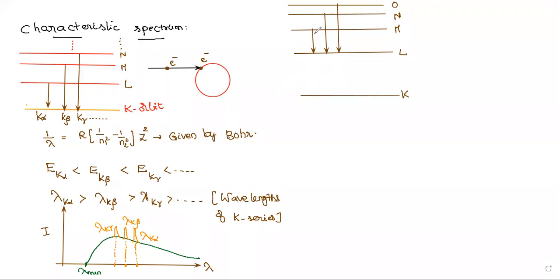As usual, I say M to L, meaning 3 to 2, I call it in the same way L alpha. In the same way, this is L beta and this is L gamma, and so on I will get. I am not writing all this stuff, you understood. Going to the wavelengths, here I write in the same way: lambda of L alpha is greater than lambda of L beta, which is greater than lambda of L gamma. This one you can easily understand, and so on. Similarly, you can write.